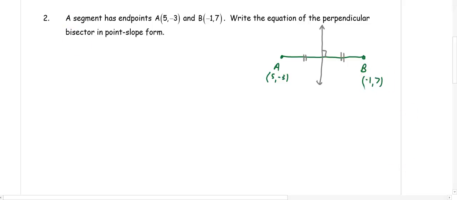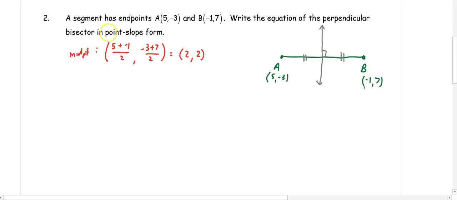To find our midpoint, we're going to add the coordinates together. So 5 plus negative 1 over 2, negative 3 plus 7 over 2. 5 plus negative 1 is 4, divided by 2 is 2. Negative 3 plus 7 is 4, divided by 2 is 2.